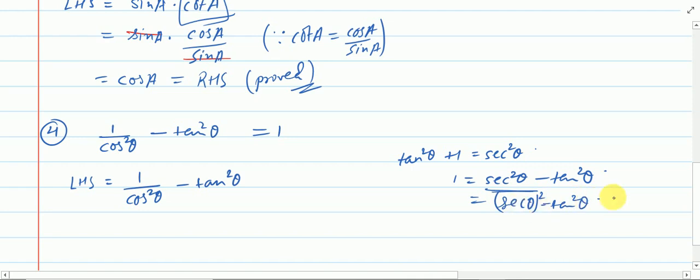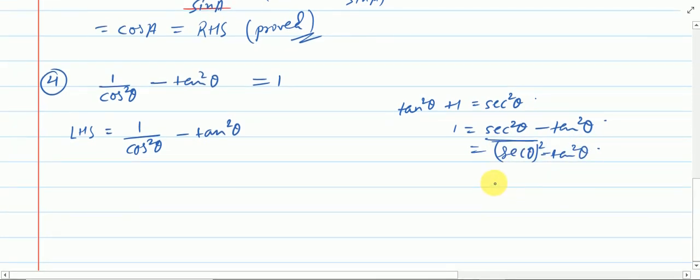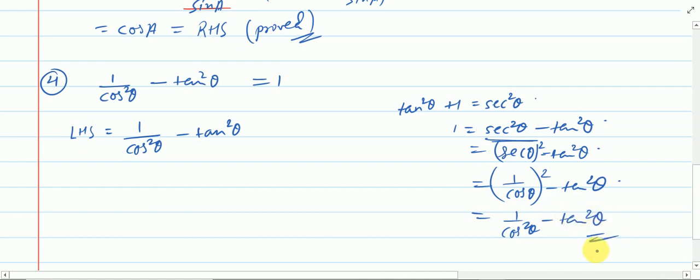But sec theta is nothing but the reciprocal of cos. That means I can write 1 by cos theta in place of sec theta. Clear? So I'll get 1 by cos square theta, this. Yes or no?